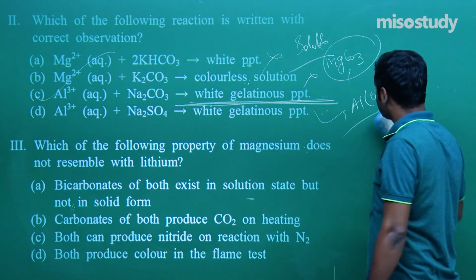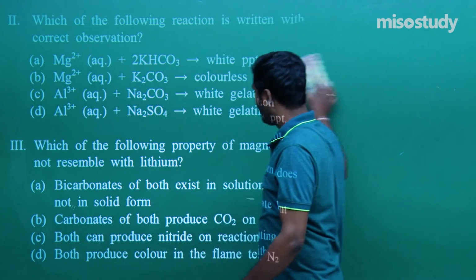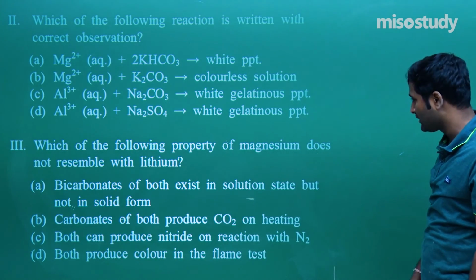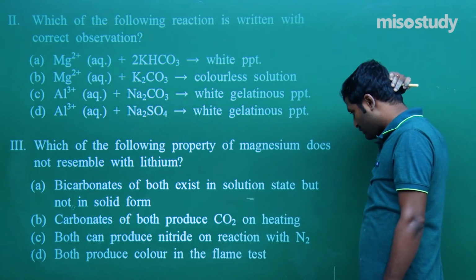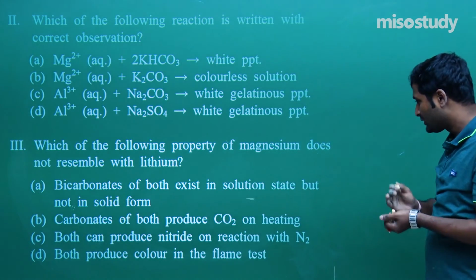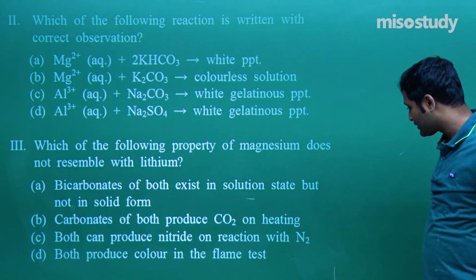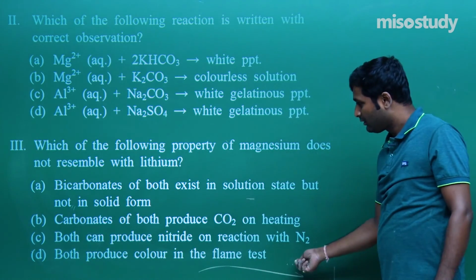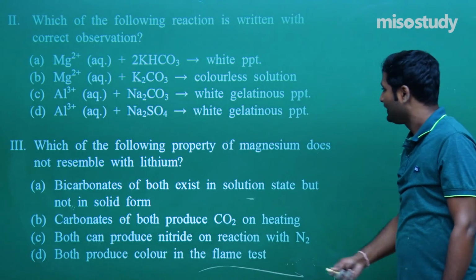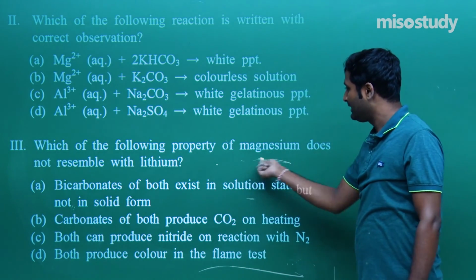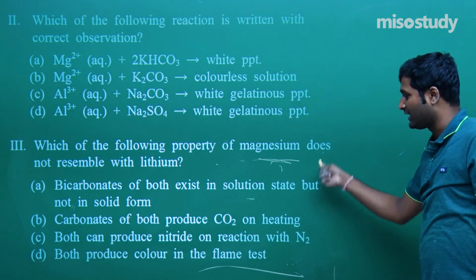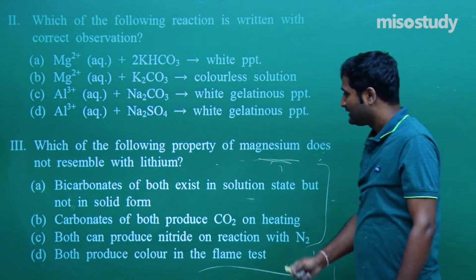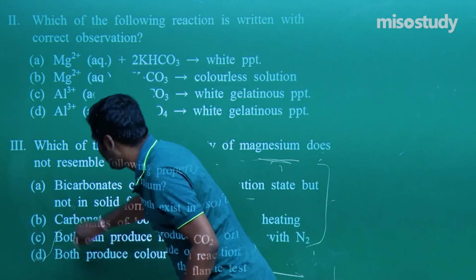Now what about question 3? Which of the following properties of magnesium does not resemble with lithium? Bicarbonates of both exist in solution? Yes. Carbonates of both produce CO2 on heating. Yes sir. Both can produce nitride on reaction with N2. Yes sir, this one is also correct. Now, both produce color in the flame test? No, this is the incorrect statement. This does not resemble lithium, that is the flame coloration. No, the flame test differs. So these three are correct, but the flame color one is not correct. That option is the correct answer.